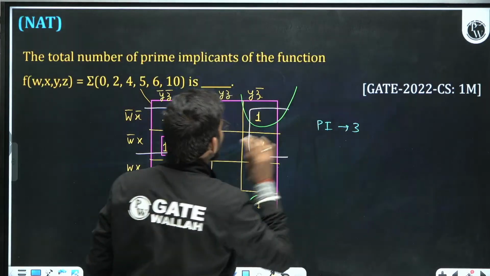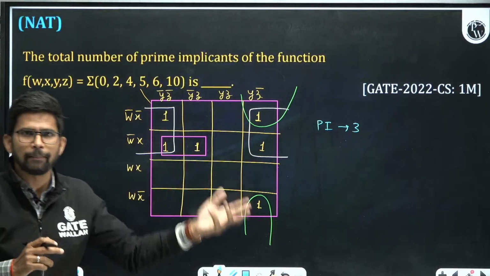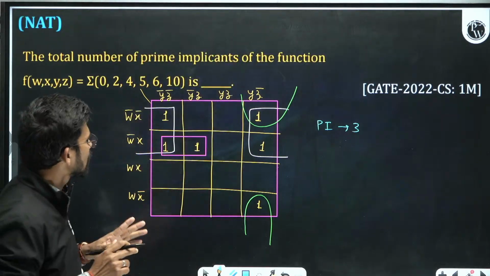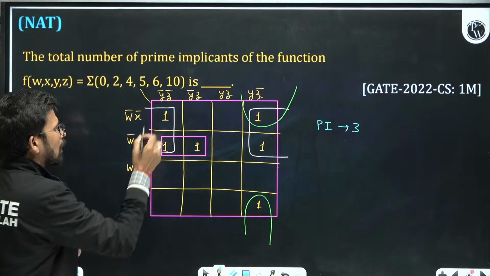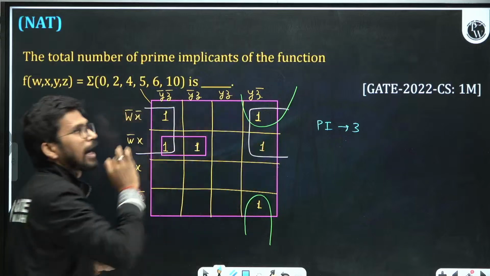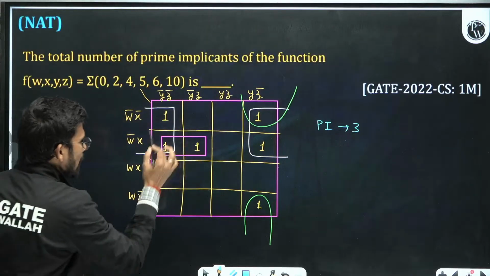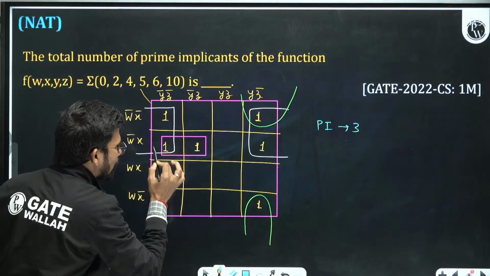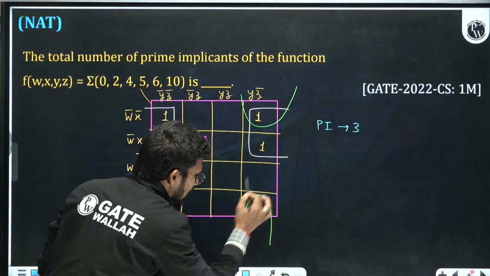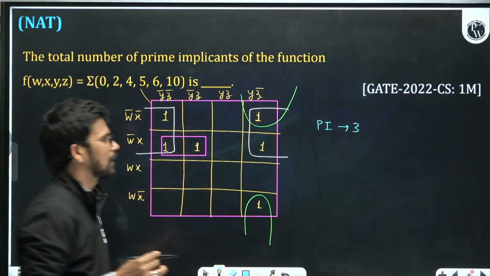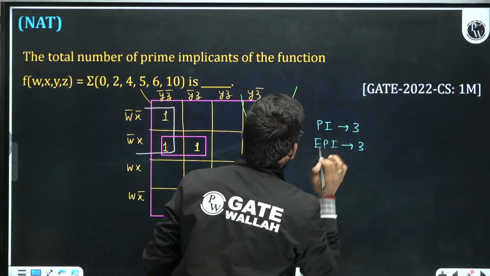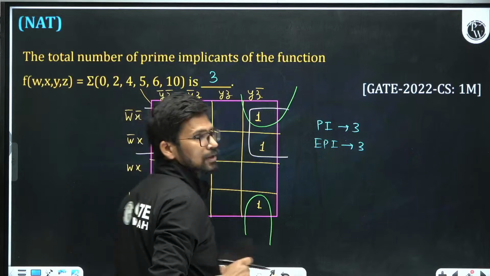There are 3 prime implicants. A quad which cannot be combined further, 2 pairs which cannot be combined further to form a bigger group. Only 3. And all these 3 are essential because this quad has these 2 ones which can be covered only by this white prime implicant. This pair has this one which can be covered only by this prime implicant, and this green prime implicant has this one which can be covered only by this prime implicant, right? So essential prime implicants are also 3. All these 3 prime implicants are essential, right?